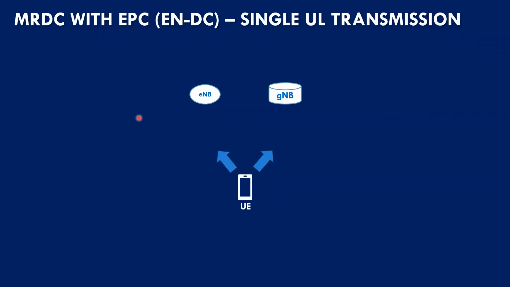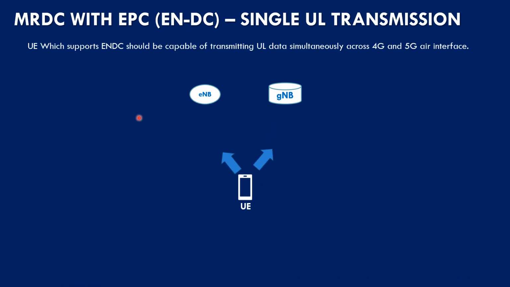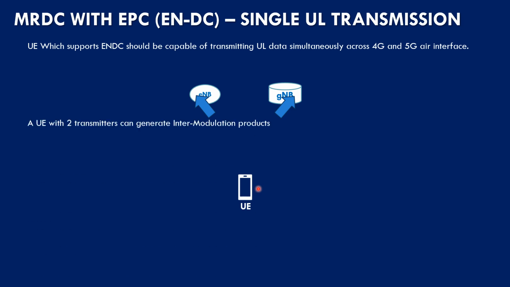Single uplink transmission is a very important topic regarding UE capability and also band combination used in ENDC. As we know, a UE which supports ENDC should be capable of transmitting uplink data simultaneously across 4G and 5G air interface. But here is a catch.